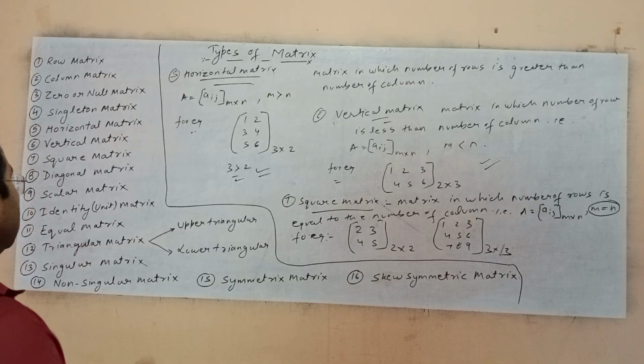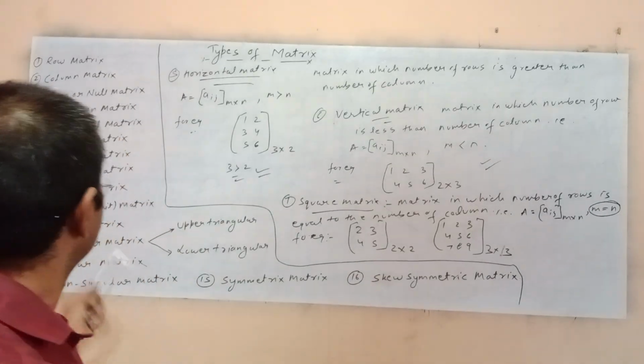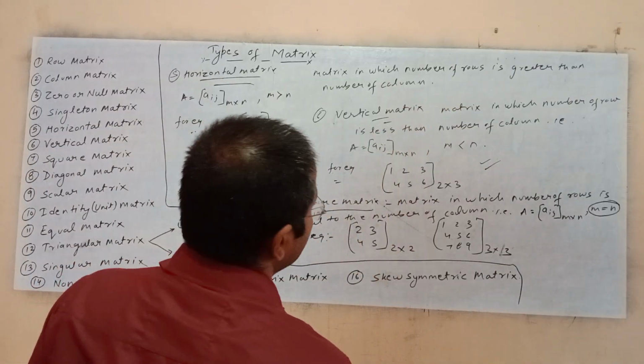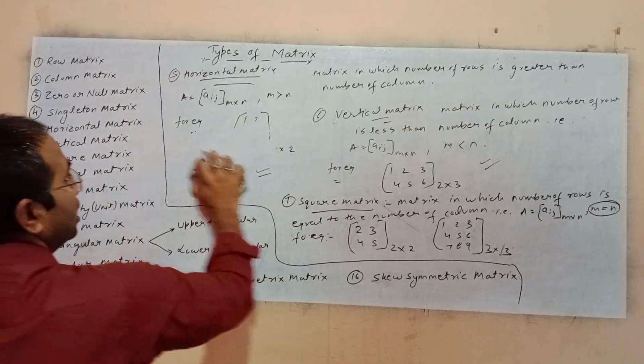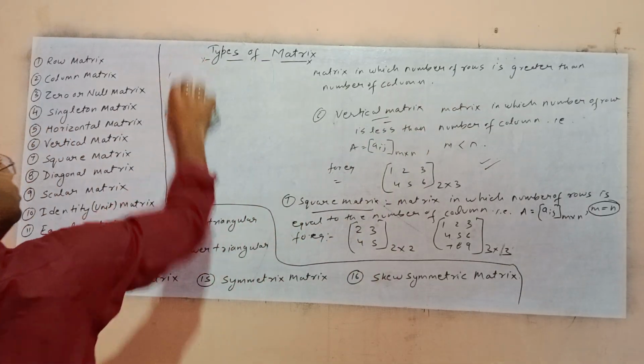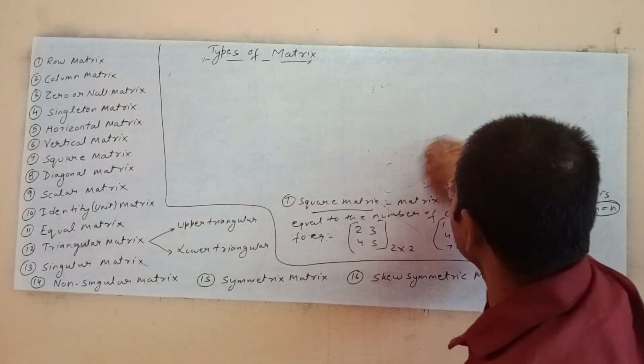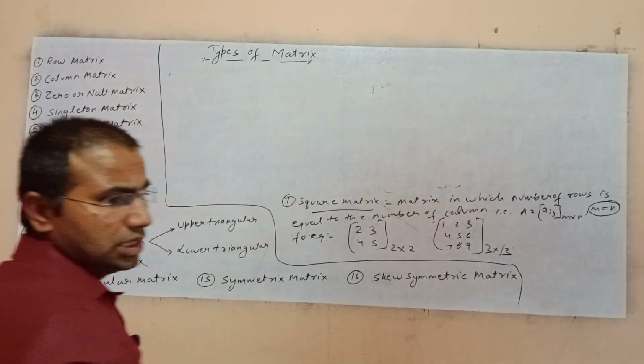Okay, now let us see the diagonal matrix. Next, all types of matrix. So I'm going to erase here. I hope you have understood. I hope you have noted down. So see here. Now see the next one.